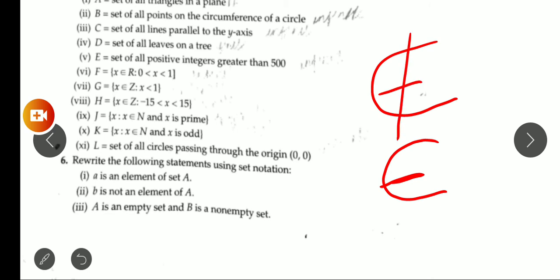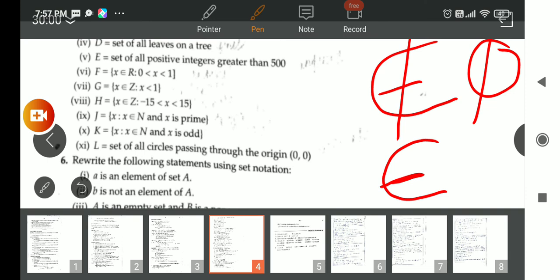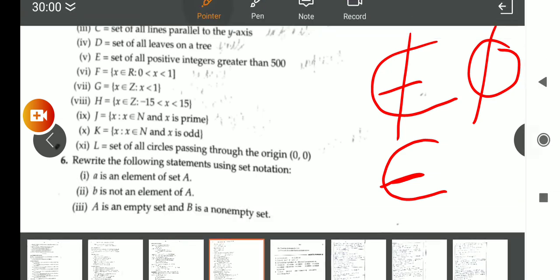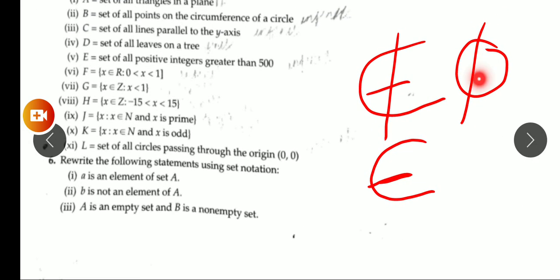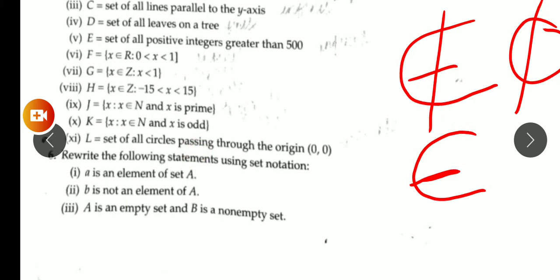A is an empty set, B is not an empty set. Here is a C. Here is an empty set. We can write the empty set notation here. This is non-elements. We can write this is elements. This question number 6 will be going to your homework.